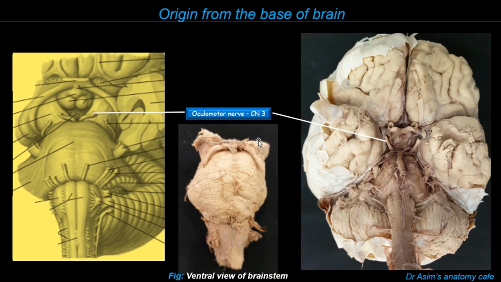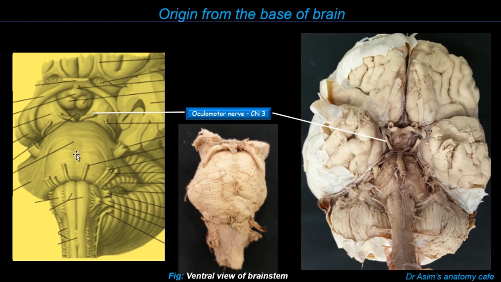The peduncles are a little bit broken here, but you can still appreciate the peduncles. And the oculomotor nerve can be seen very nicely popping out from the interpeduncular fossa on the right side and on the left side. Then this is the ventral aspect of the pons, which corresponds with the ventral aspect of the pons over here.